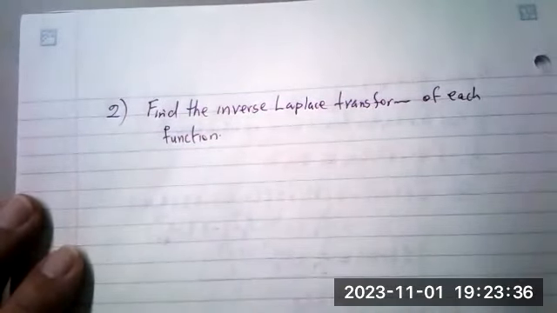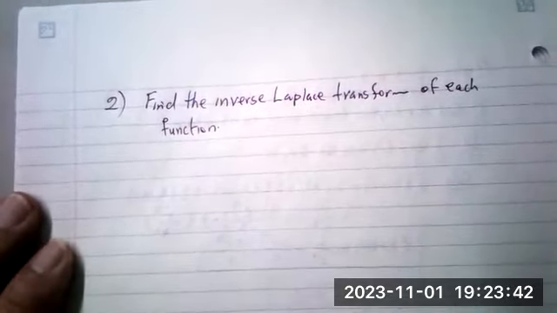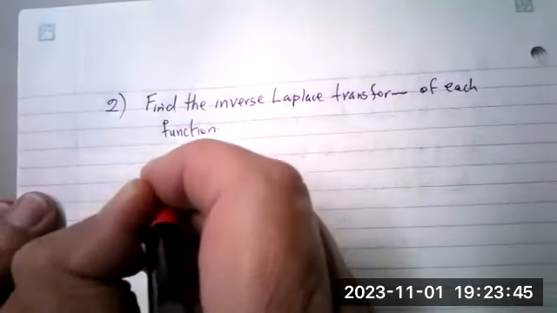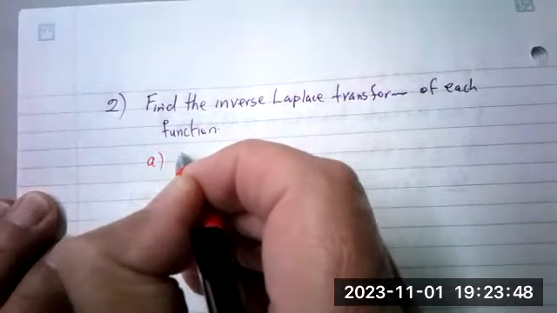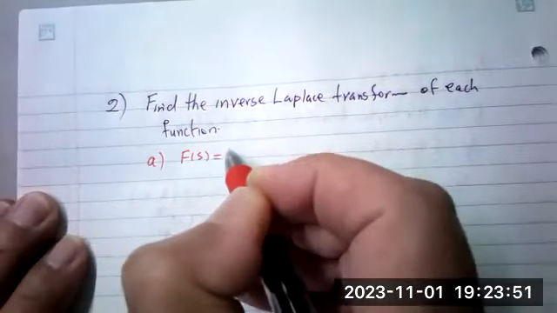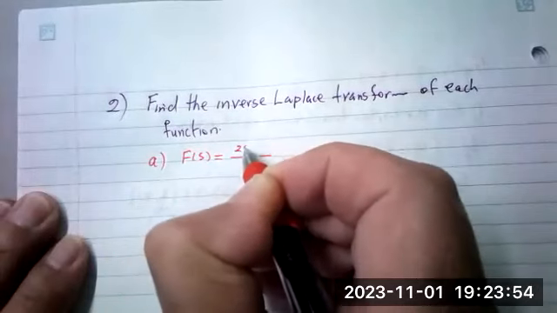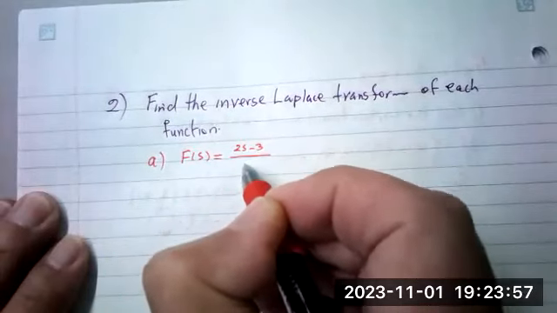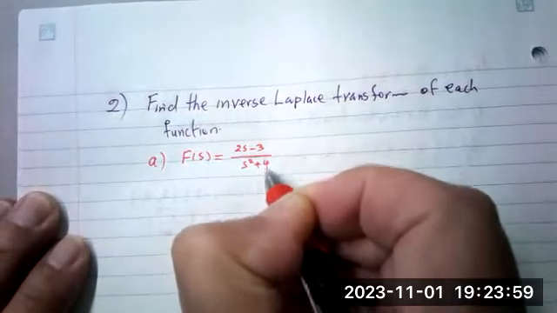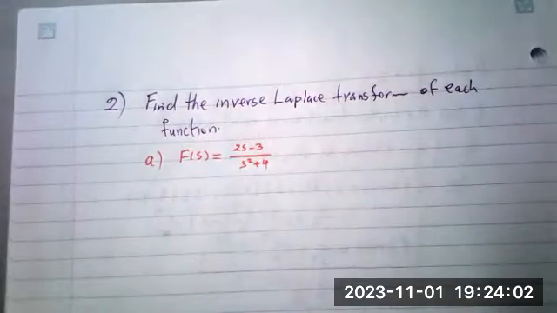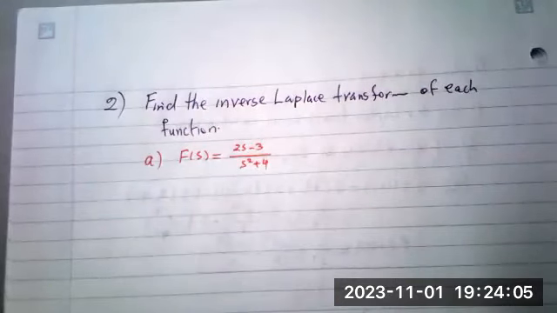Okay, just again a couple of standard ones. There's going to be two types. The type 1 classic, the other one involving the unit step function. The first one is kind of straightforward. F of s equals 2s minus 3 over s squared plus 4. There is no e to the negative cs, so this is not going to involve any unit step function. If you see e to the negative cs, that would be the unit step function term. So it's a classic. The bottom is s squared plus 4.